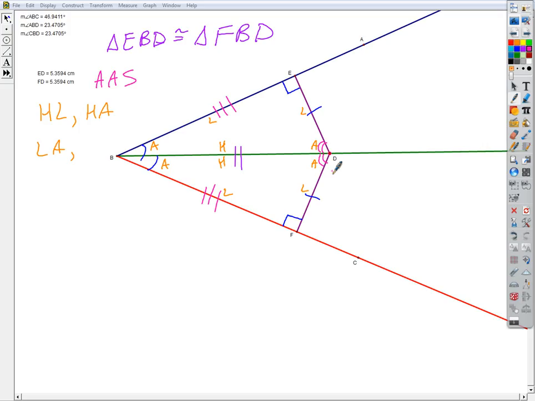So what's the relationship between segment BE and segment BF, for example? They're congruent, so their measures are equal, aren't they? So on Moodle, if you got that question, they wanted to know how BE is related to BF. Well, they're equal. It's not an NA, is it? I mean, they're equal, right? Does that make sense? Okay?